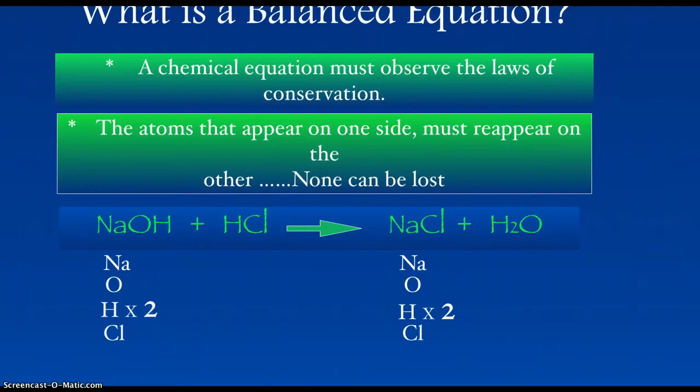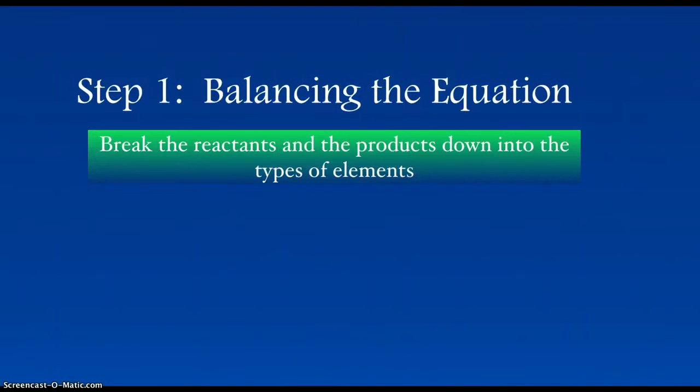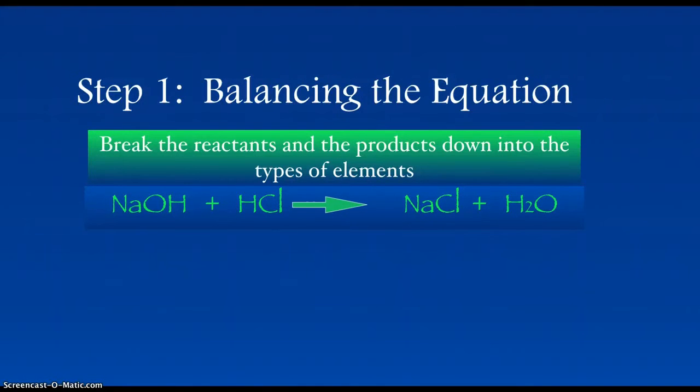And we have Cl. So, the first step in balancing the equation is to break the reactants and the products down into the types of elements. So, if we look again at NaOH plus HCl, it turns into NaCl plus H2O. So we're going to just recap what we just did. So we have Na, we have O, we have H, and we have Cl. So those are the different elements that make up the equation on the left side, or the reactant side. On the other side, we have one Na, we have an O, we have H, and we have Cl. So that is the first step, is just to break it down.